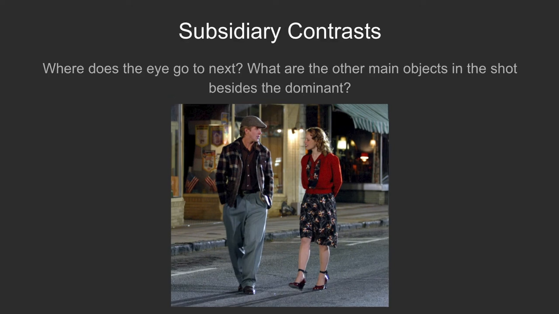Next, we are going to analyze the subsidiary contrasts. As I talked about on one of my previous slides, we concluded that Allie was the dominant character in this image because of her red sweater. Now, when asking yourself, where does the eye go next? I would say the audience's eye goes to Noah. Noah is the other protagonist in this image, and he is the character Allie is looking at.